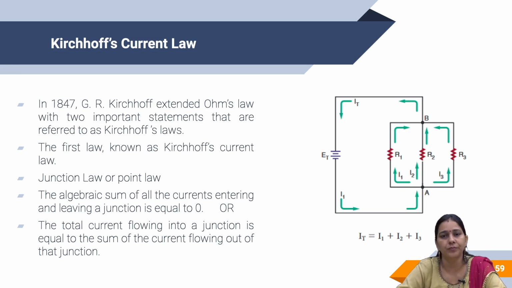that particular junction. For example, in the given circuit, we have three resistances connected in parallel, R1, R2 and R3. Across these three resistances, we have applied a single voltage source, that is ET. The total current generated by this voltage source is IT. When IT reaches point A, that is node A, this current is divided into three parts, that is I1, I2 and I3. According to Kirchhoff's law, the total current IT will be equal to I1 plus I2 plus I3.